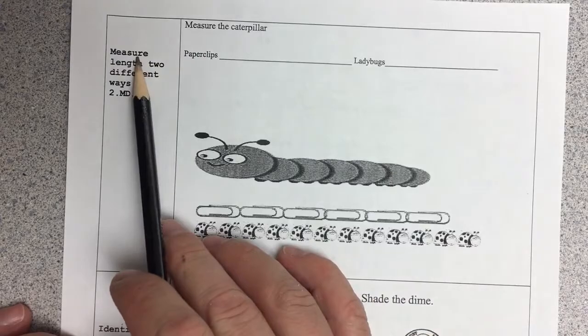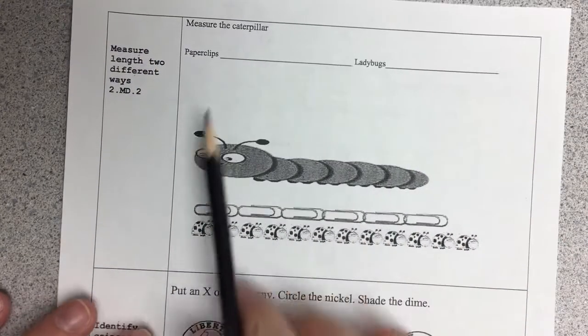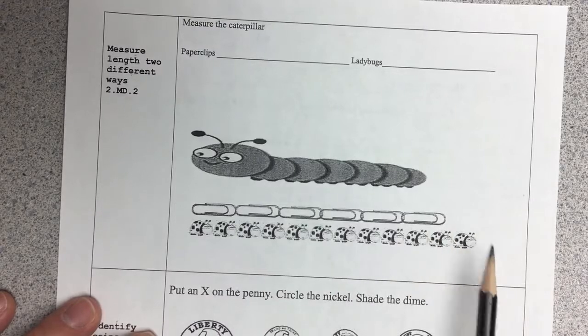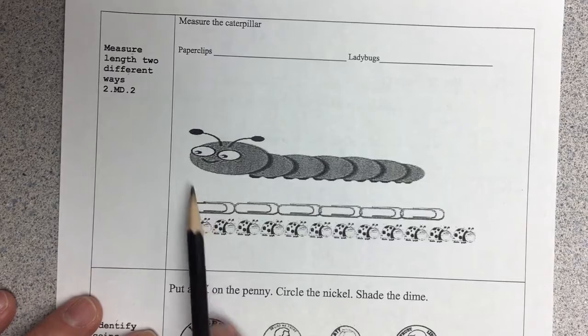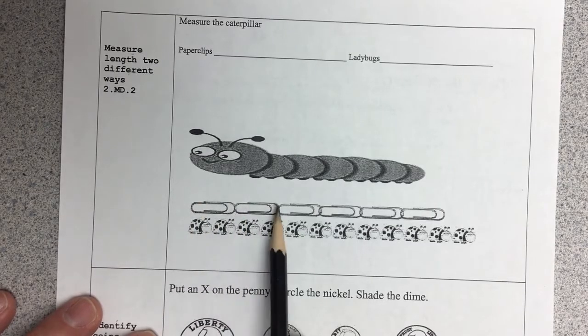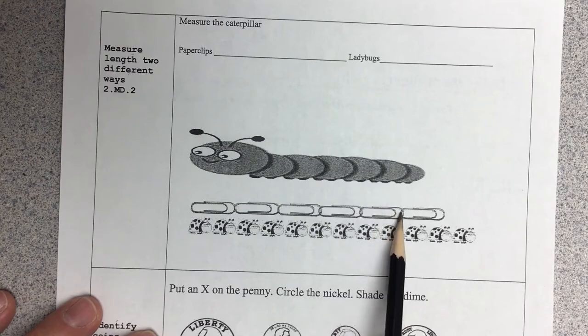Okay. Measure length with 2 different ways. So we're going to measure it 2 different ways. So in this case, we're using paper clips and ladybugs. So measure the caterpillar. First, we're going to do it with paper clips. I'm looking. So 1, 2, 3, 4, 5 whole paper clips.